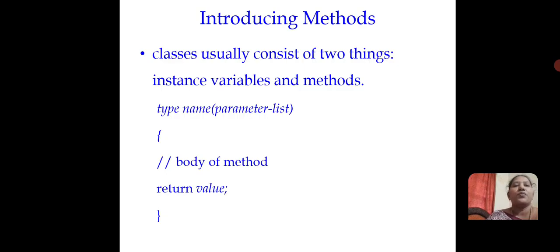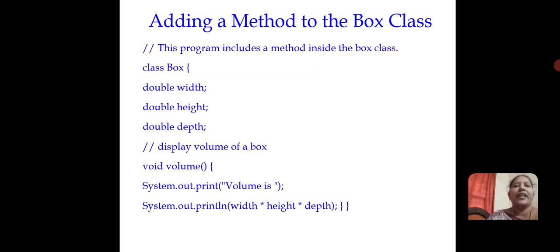So a class usually has two things: instance variables and instance methods. Instance variables we have already seen. In the same way, for methods we will have a return type, then the name of the method followed by the parameter list, and the body of the method, whatever execution you want to perform, and finally you will return the value if the return type is given as some data type. If the return type is void, it will not return anything. So we will see an example here.